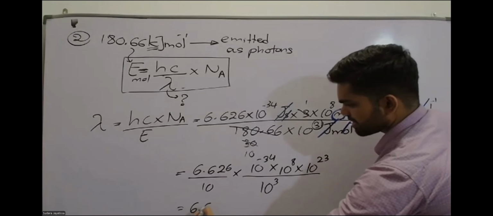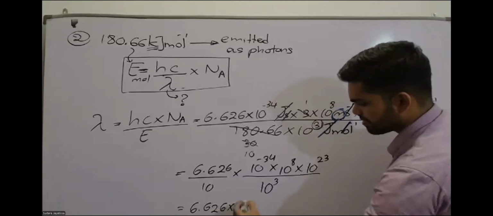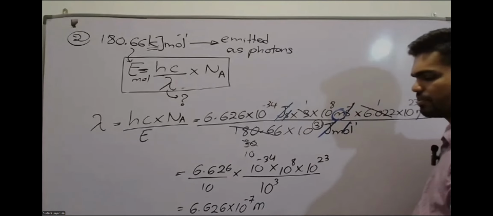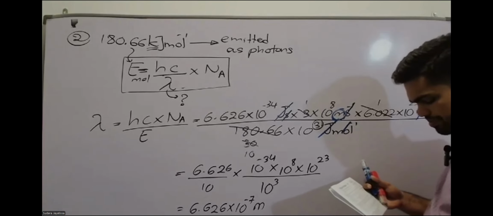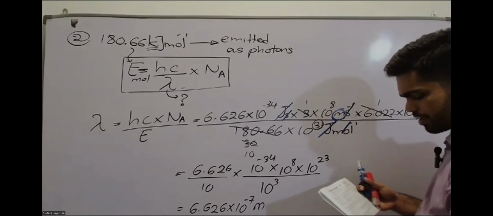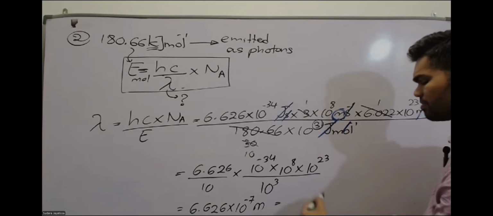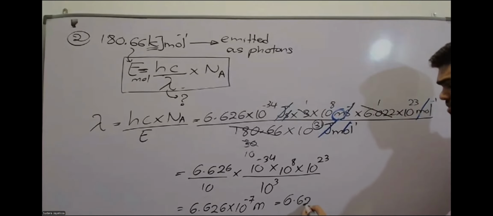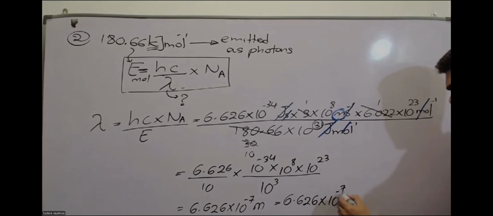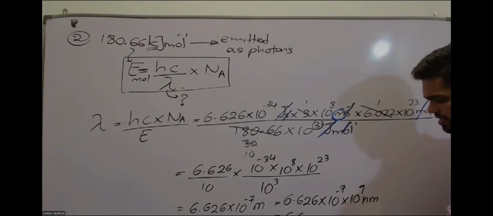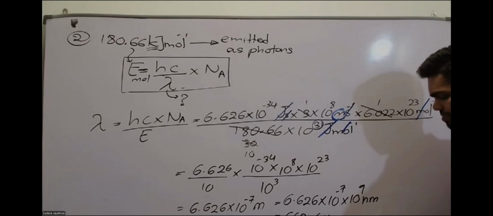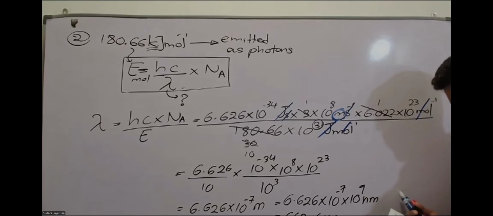So 6.626 into 10 to the power minus 7, the answer will be coming in meters. But they are expecting our answer in nanometers. So what should I do to convert this into nanometers? I have to multiply this by 10 to the power 9, and it will be nanometers. So another 100 will be remaining here. If I put it to this one, 662.6 nanometers will be the answer.